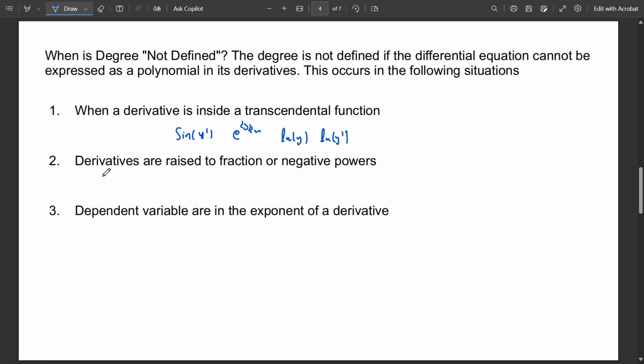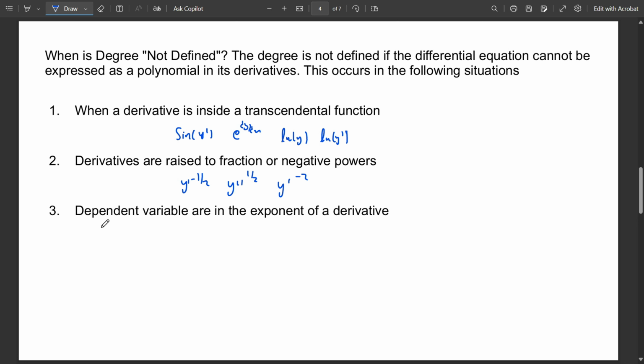Next, derivatives are raised to a fractional or negative power. So let's say we have y prime to the negative a half, y double prime to the a half, y prime to the negative 2. This makes the differential equation not have a degree. The degree is not defined.